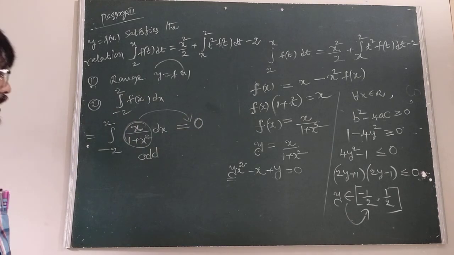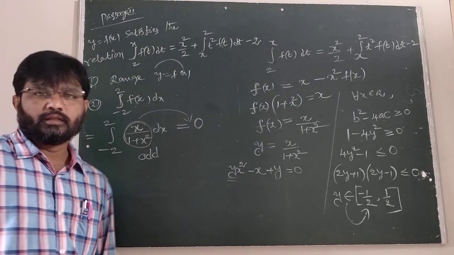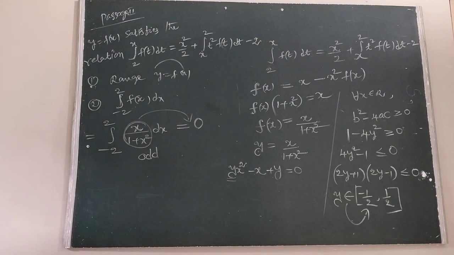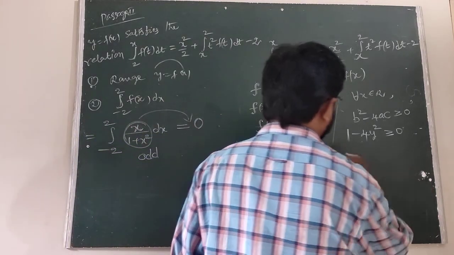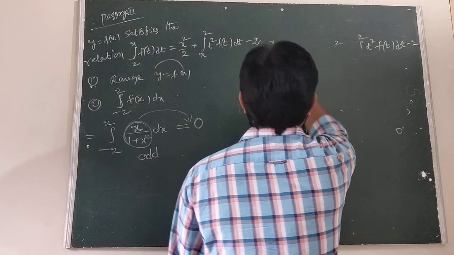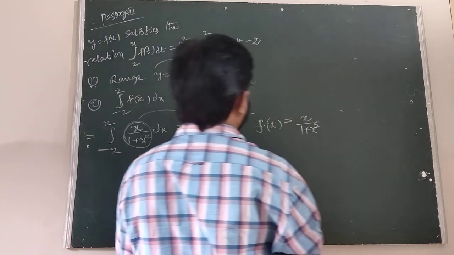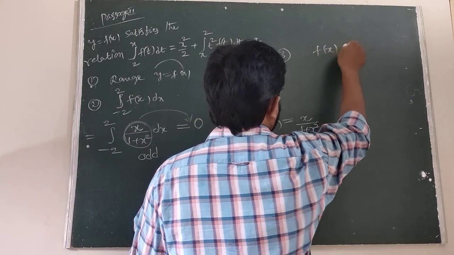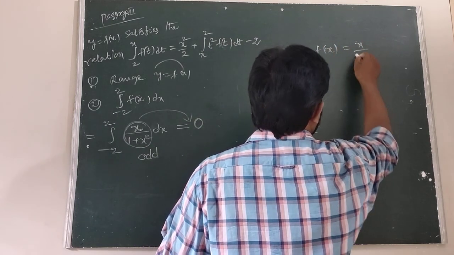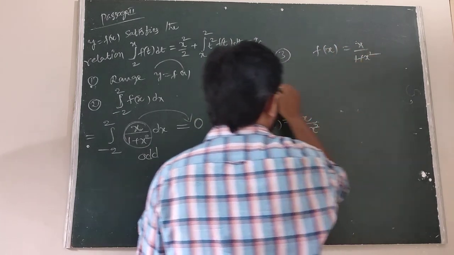So, the third one is the values of x for which f of x is increasing. That is the third question. The third question is: f of x is increasing, find the value of x. How to find this one?